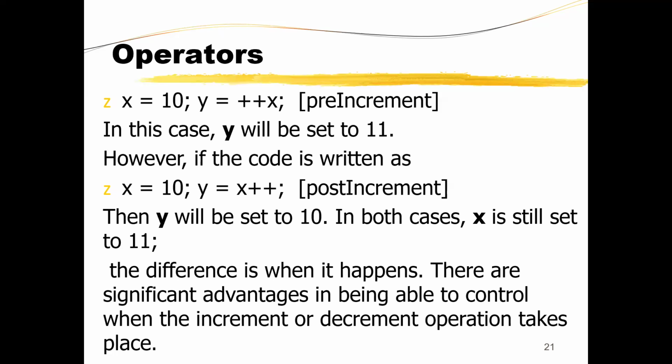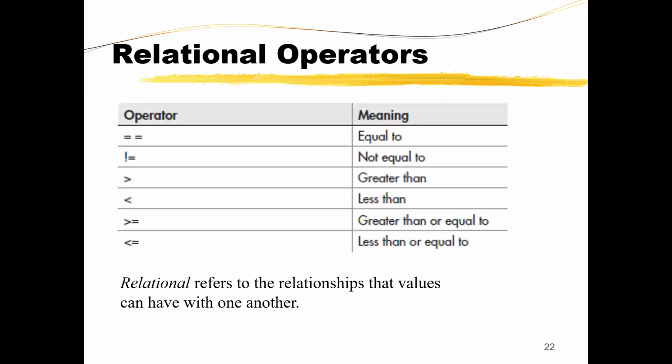Therefore, you get a significant advantage in being able to control when the increment or decrement should happen: whether the assignment first and then increment, or increment first and then assignment. You can decide based on the place where you put the plus plus or minus minus operators. If it is plus plus, you call it the increment operator; if it is minus minus, you call it the decrement operator. In the y equals plus plus x format, that is pre-increment, and x plus plus is post-increment.